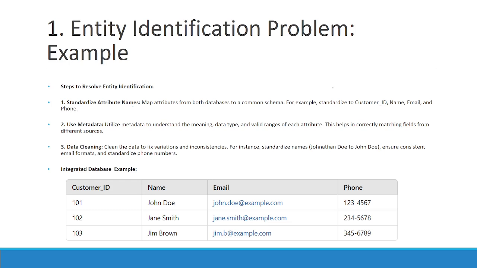Like I said, if you have three different sources with different column names for customer ID, then you decide only one column name and merge all customer IDs into that column name. Like here we have taken customer ID, then for name we have decided name, email and phone. Okay, so once you standardize these attribute names, no matter from how many data sources you are collecting data.